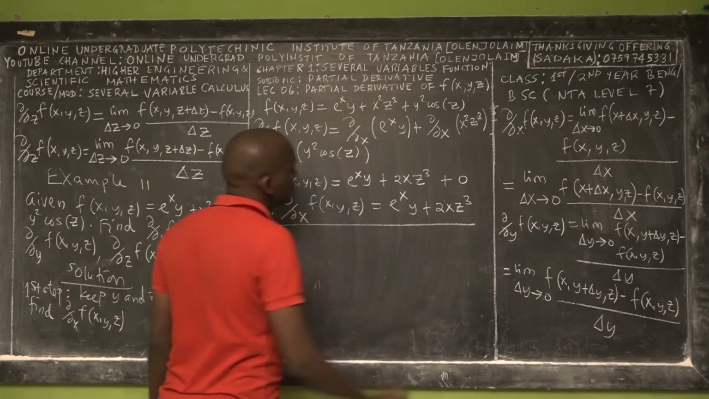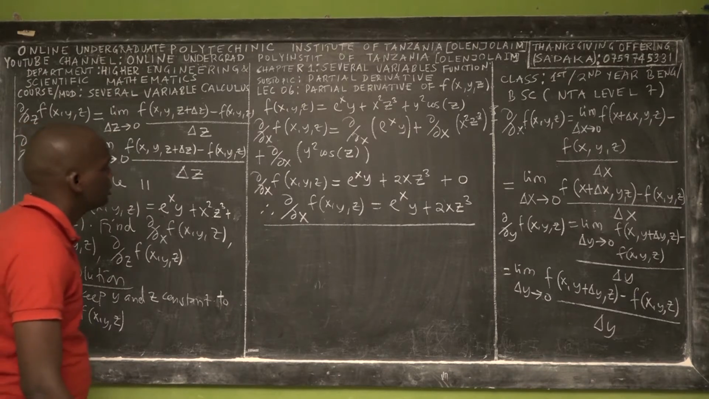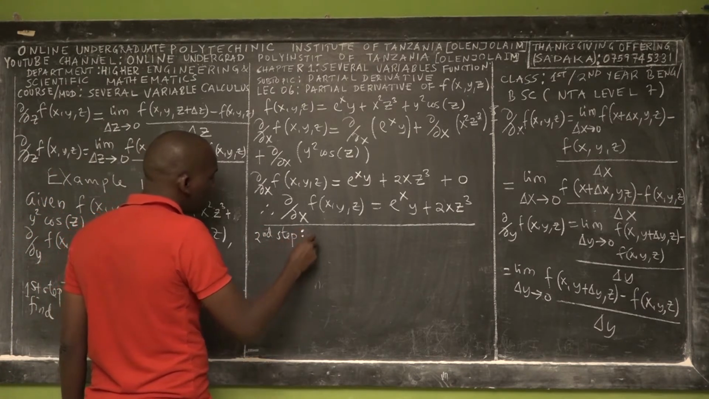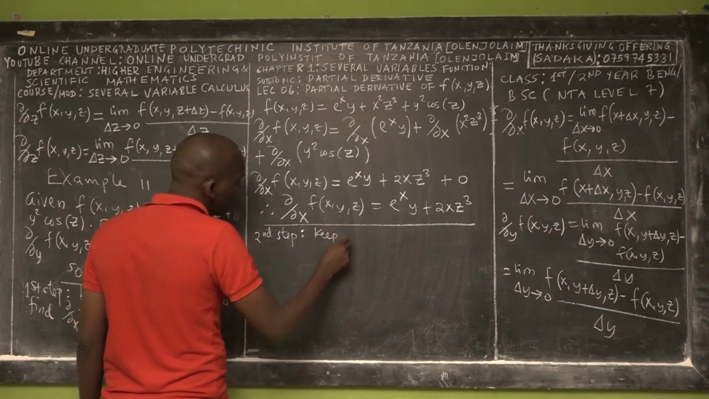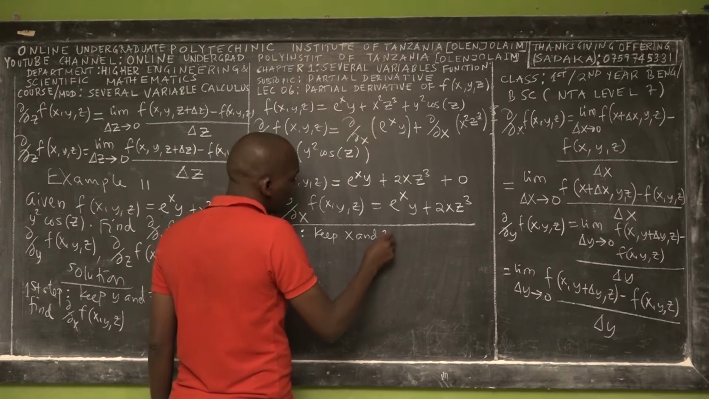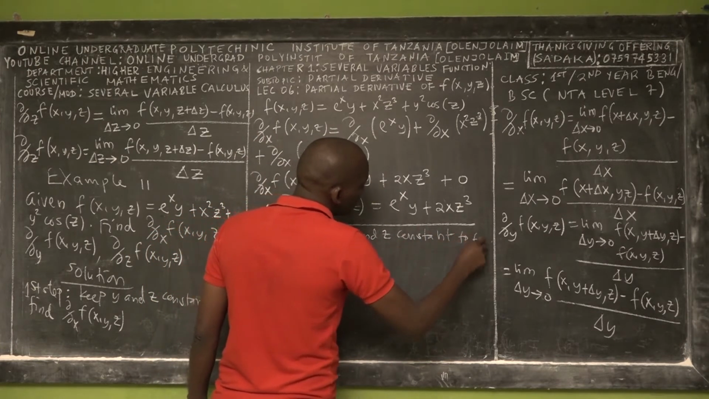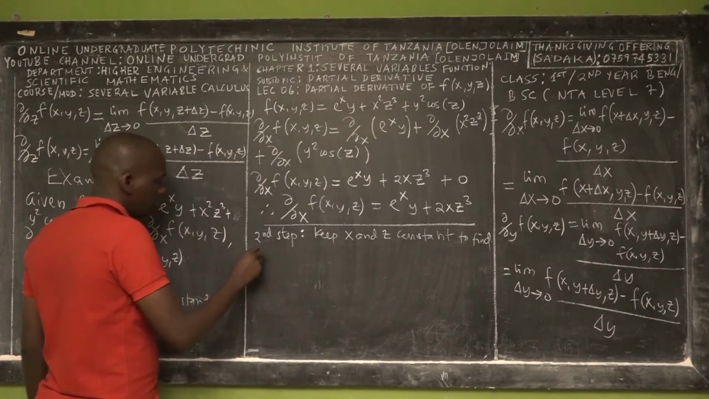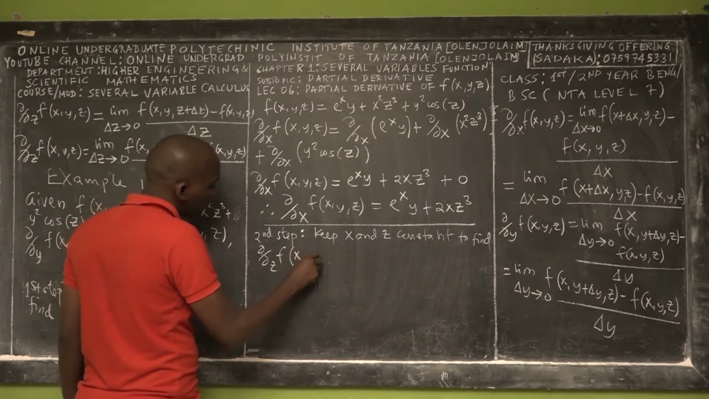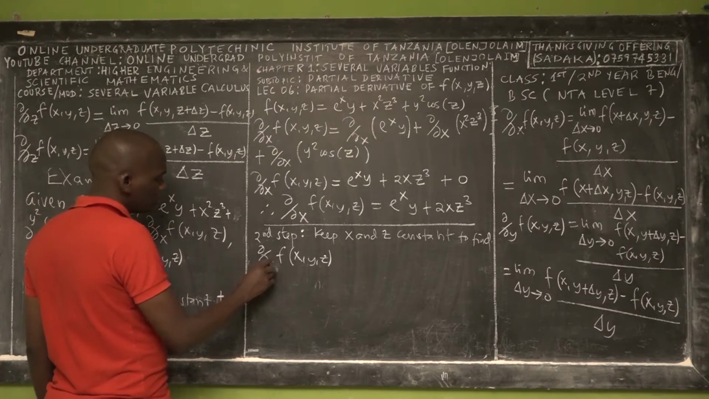So this is the response. At the first part of the question, we go for the second step. Second step, we say that we have to keep x and z constant to find the partial derivative with respect to y of the function f of x, y, z.